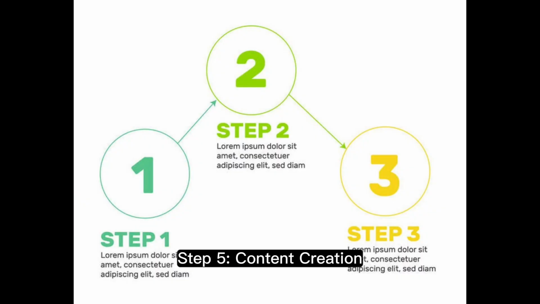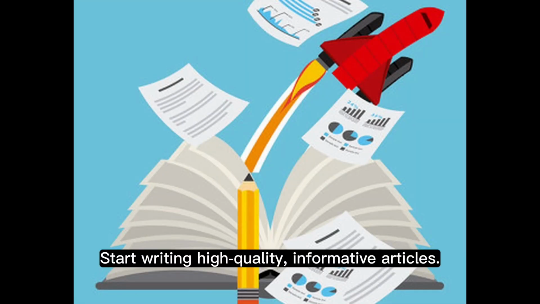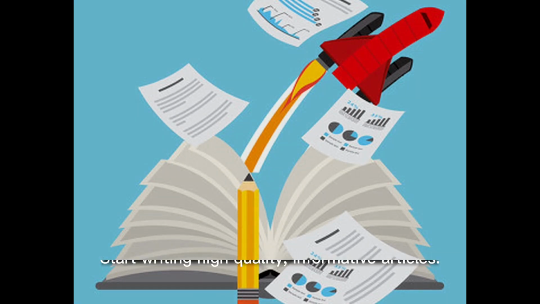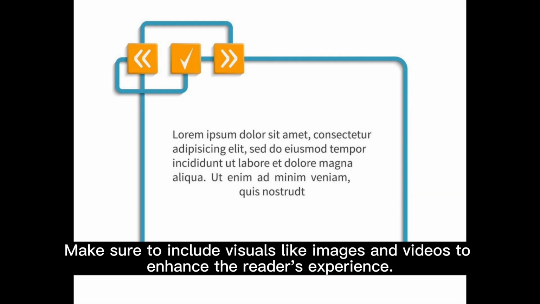Step 5. Content creation. Start writing high-quality, informative articles. Make sure to include visuals like images and videos to enhance the reader's experience.